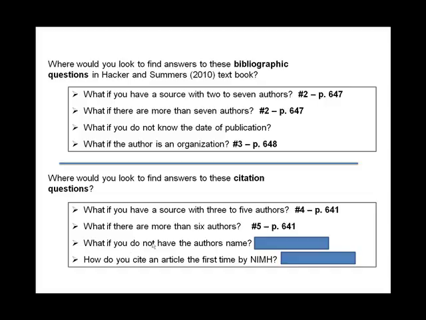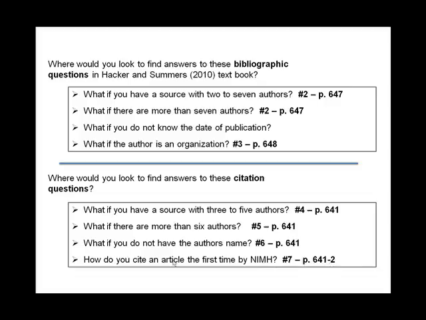How do you cite if you do not have the author's name? Where do you look if you don't have the author's name? Well, you can look on number 6, again on page 641. And how do you cite an article the first time when the author is the NIMH, National Institute of Mental Health? How do you cite it the first time? You can look on number 7 on page 641 and 2.